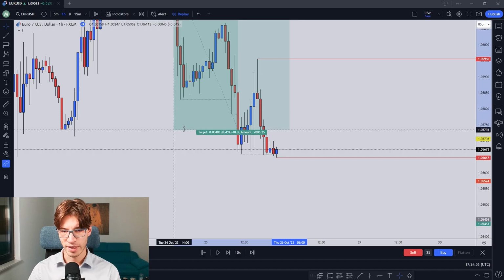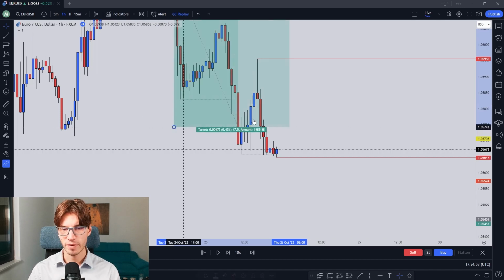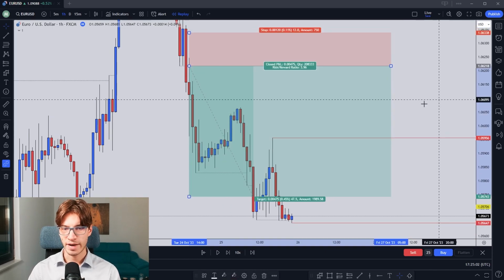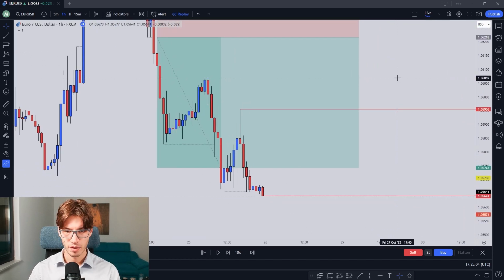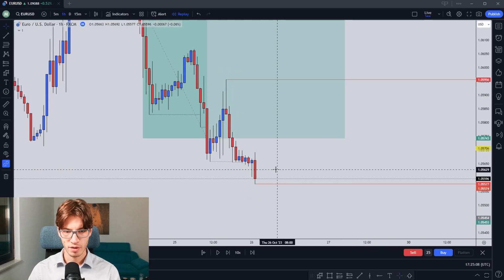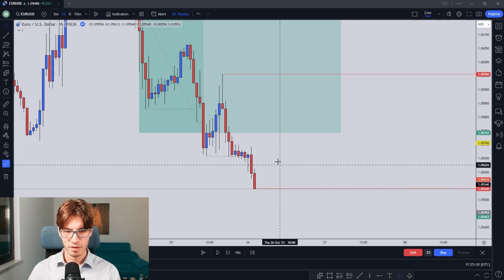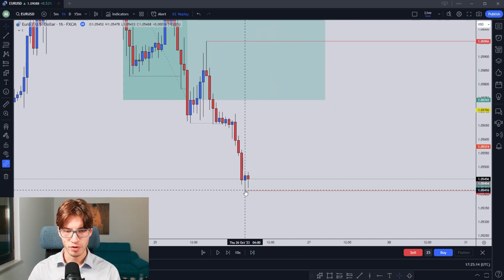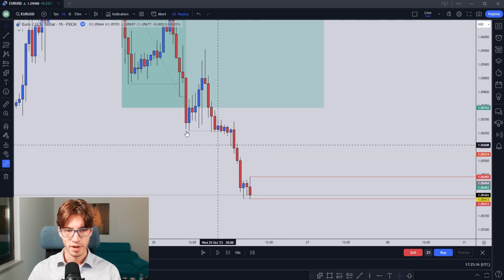So the indicator does make mistakes sometimes. It's not very often, maybe once per month, but yeah, sometimes it can happen. Price is continuing down a bit more. Right. Still going down. Retrace. Let's see if it breaks the low.